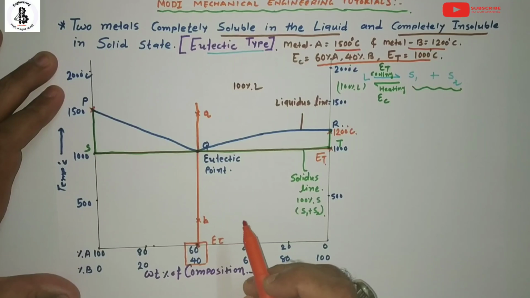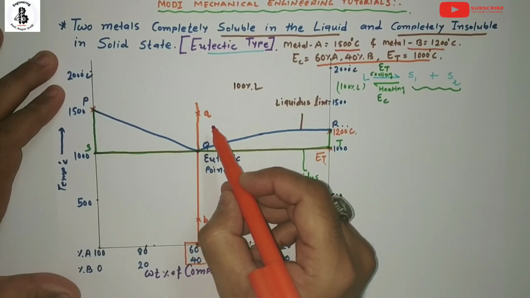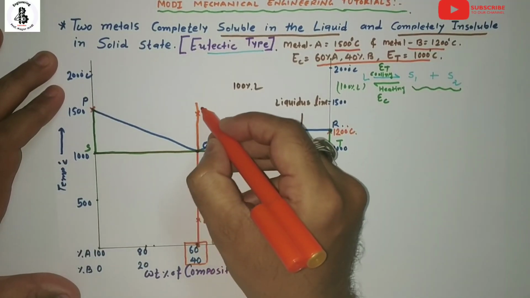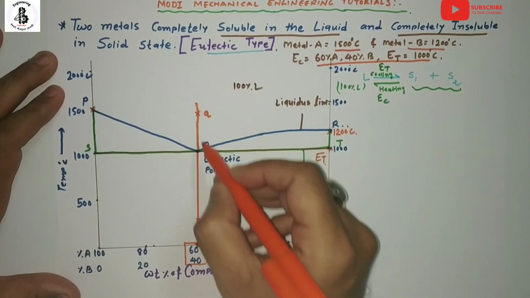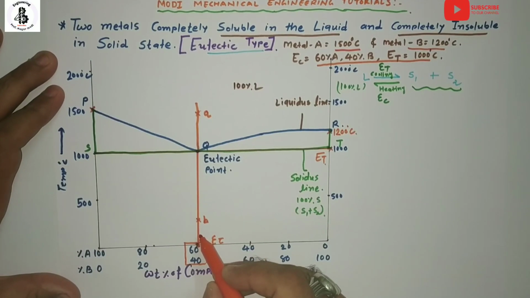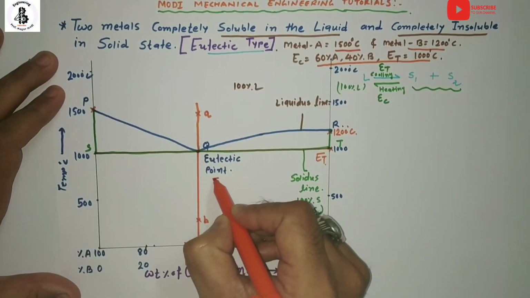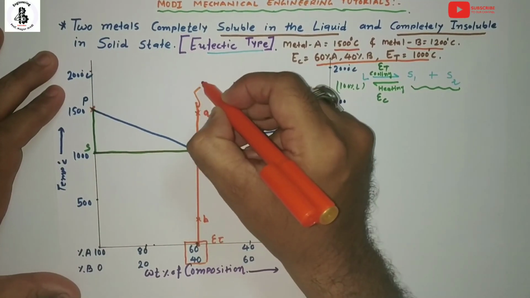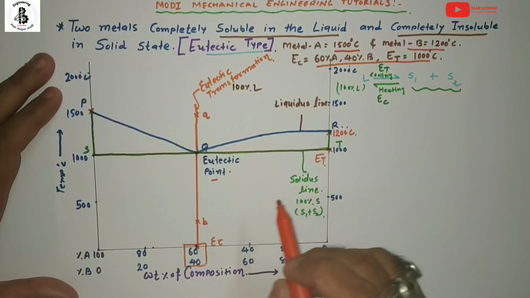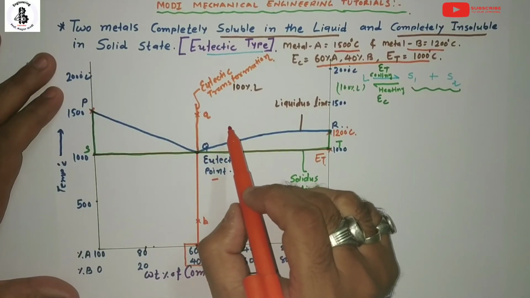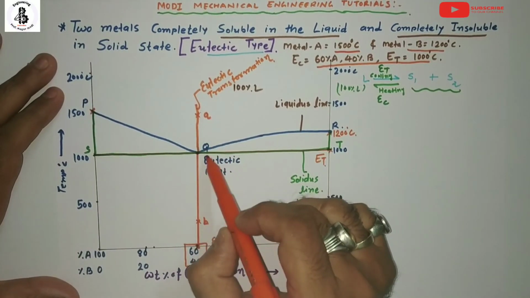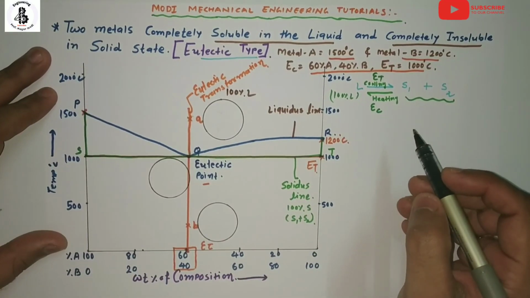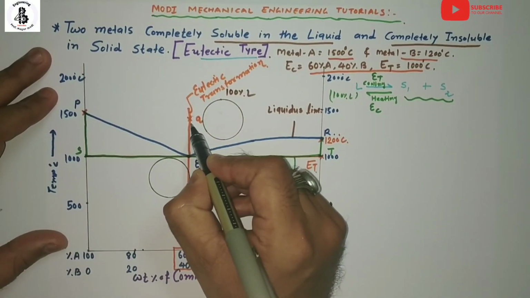I would like to make a microstructural view at the different points for the eutectic system. This transformation from the liquid phase to the solid phase, generally passing through the eutectic point, is known as a eutectic transformation. Now I will make a microstructural view for the different points A, Q and B. So let us see.